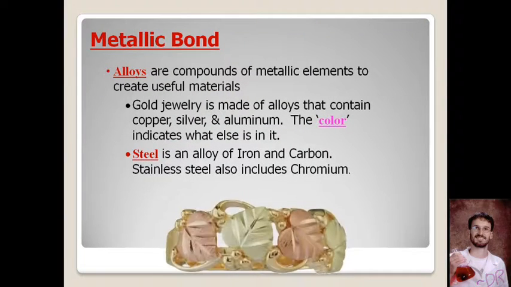But an interesting thing you can do with metals is you can make what's called an alloy. And an alloy is a compound of metallic elements. And when you put them together, you get unique and interesting traits that kind of help counter each other out. So gold jewelry is never pure gold. It's always made of some kind of an alloy that either has some copper, some silver, some aluminum, or something like that in it. And it's actually the color that indicates what else is in there.